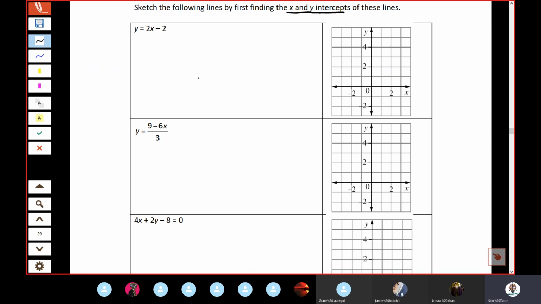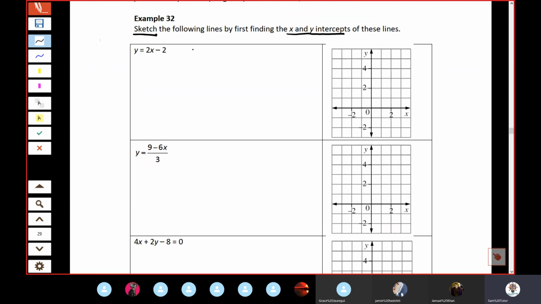Okay. So we're trying to sketch the following lines. Now, before we learned table of values, right? This time, instead of table of values, we want to sketch the same line using a new method, which is called the x and y intercepts method. The way to find your x and y intercepts is Sam's box. And it looks something like this.